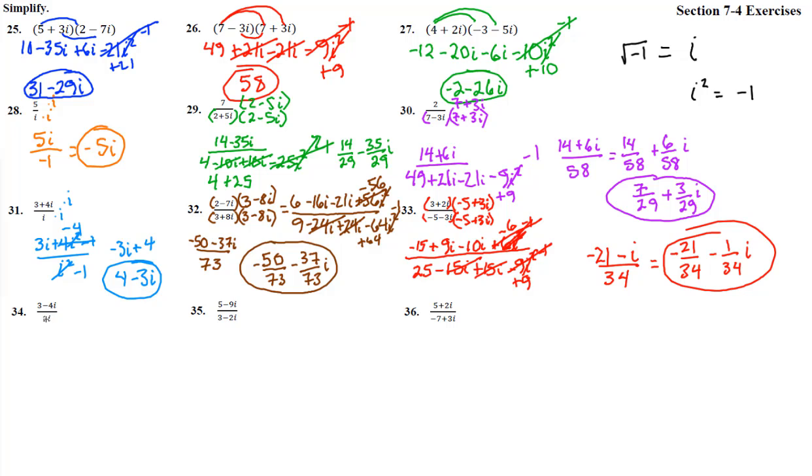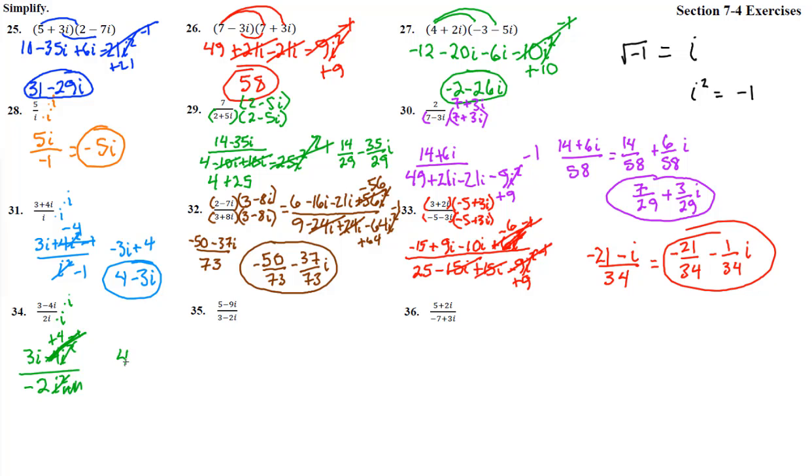Oh, this is not a binomial. We don't have to multiply by a conjugate. We could just multiply by i, times i, times i. We're left with 3i minus 4i squared over 2i squared. 2i squared is a negative 2, so this bottom is really a negative 2. And this i squared is a negative 1, which means negative 4 times negative 1 is a positive 4.